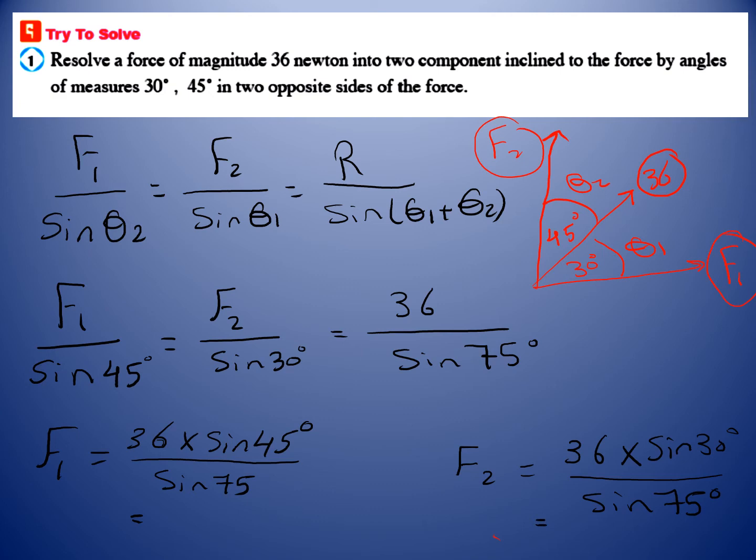I will calculate the answer. The first one, 36 multiplied by sine 45 over sine 75, will be approximately 26.35, and the second one, 36 times sine 30 over sine 75, will be 18.63 Newton.